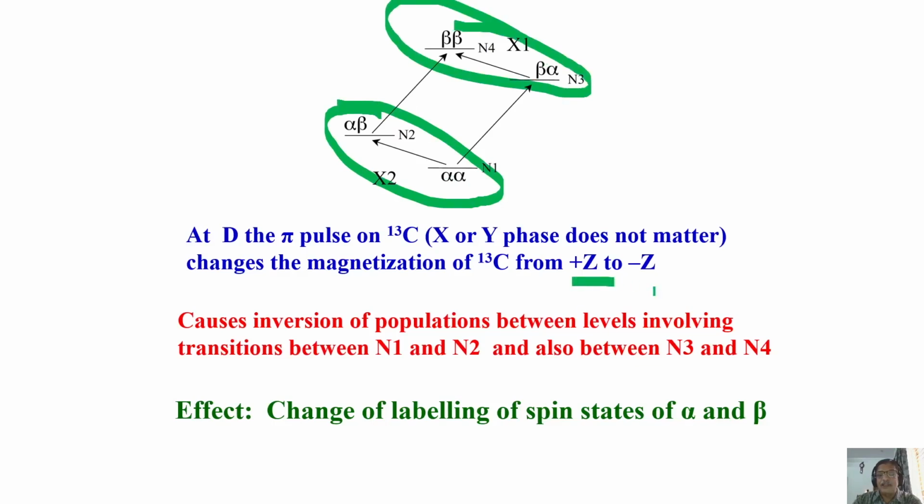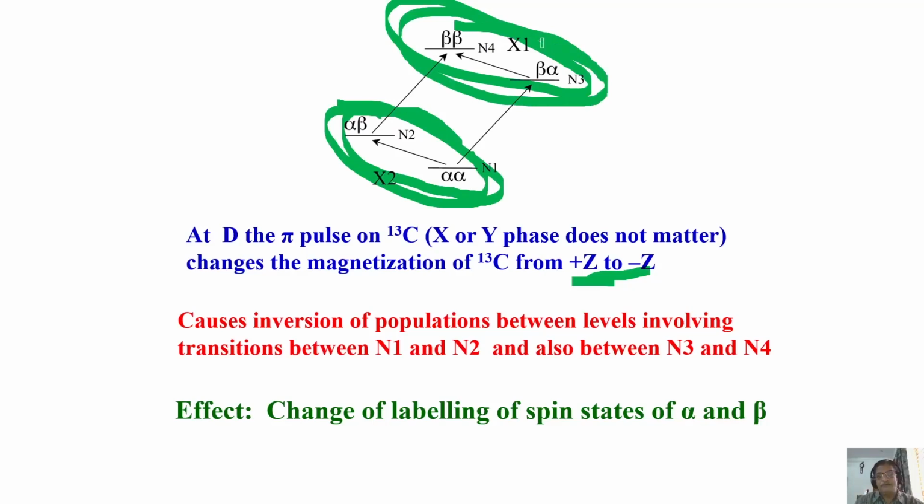That means carbon 13, which still was along the z-axis, we have not touched it till now. Remember, you are only talking about the proton doublet component. Carbon doublet are still here. Now, because of the 180 pulse, they came from plus z direction to minus z direction. It is as good as telling the population of the spin states were reversed. Okay, they got inverted. Now N1 and N2 population and N3 and N4 population get reversed. Essentially, it means we are changing the labeling of the spin states alpha and beta. Whatever was there is changed now.